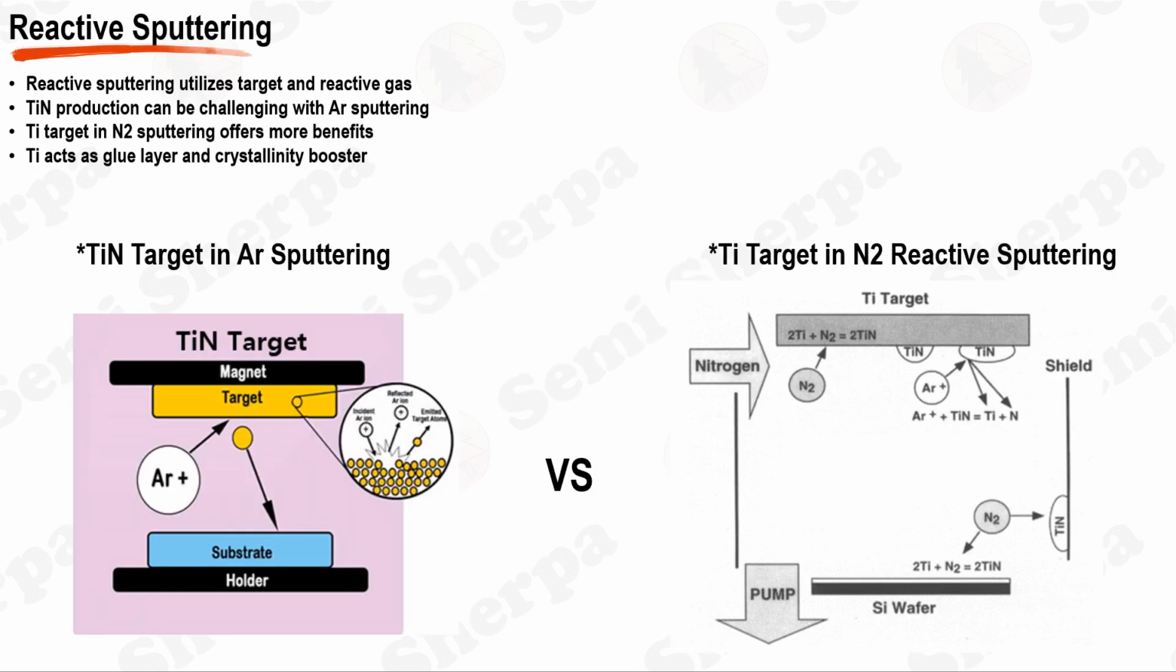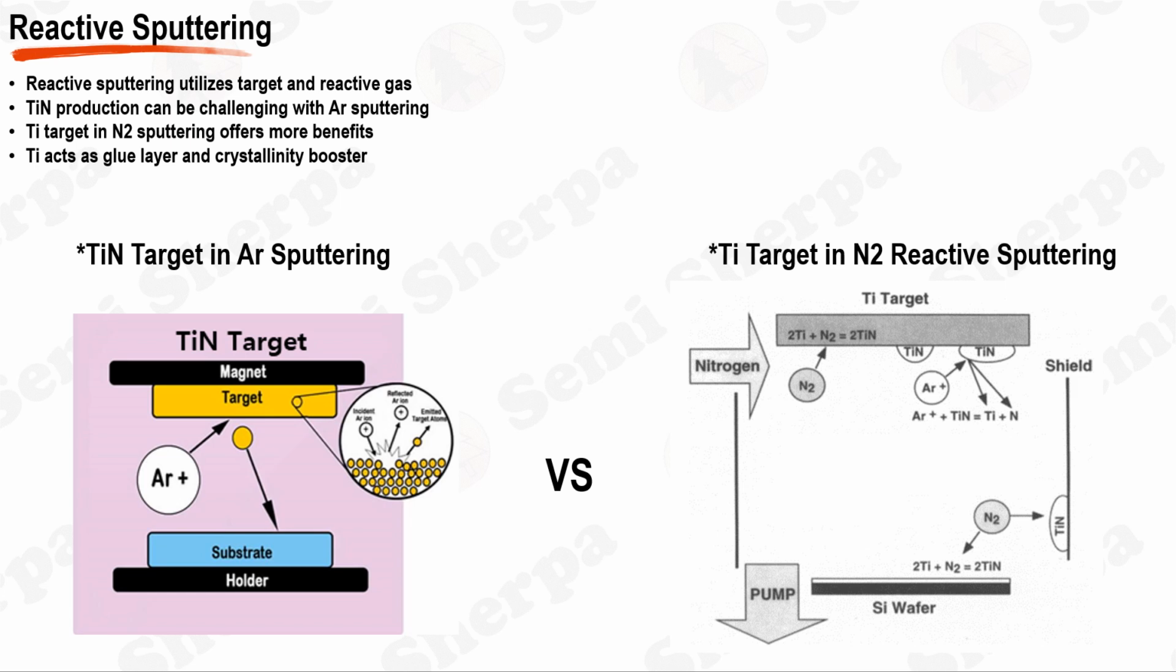Physical vapor deposition, PVD, processes, crucial for semiconductor manufacturing, can often involve a method known as reactive sputtering. Reactive sputtering typically entails the use of a target material in a gaseous environment, with the gas becoming reactive under specific conditions, leading to the formation of a compound material on the substrate. Take, for example, the production of titanium nitride, TiN, films, which can be achieved through two primary methods. The first involves using a TiN target in an argon sputtering environment. However, this approach faces several challenges.